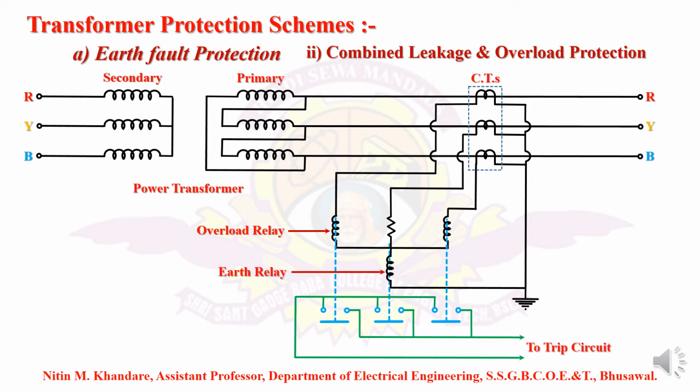As all the three relays are operating in parallel, whenever any one of the relays operates, the signal will be sent to the circuit breaker by the trip circuit, and the total system will get tripped.